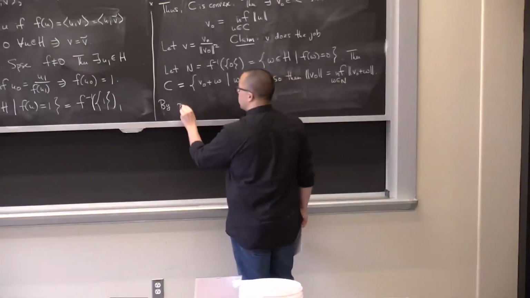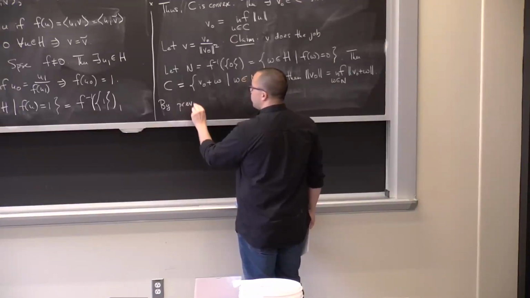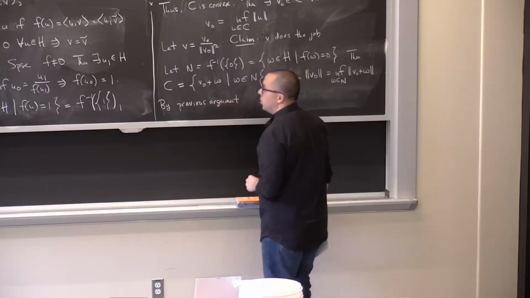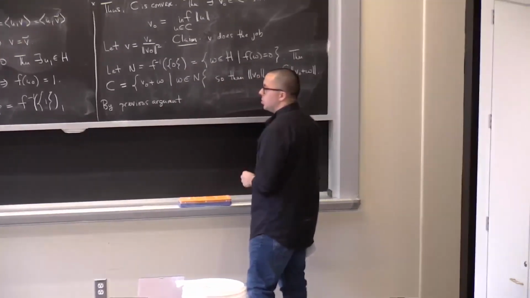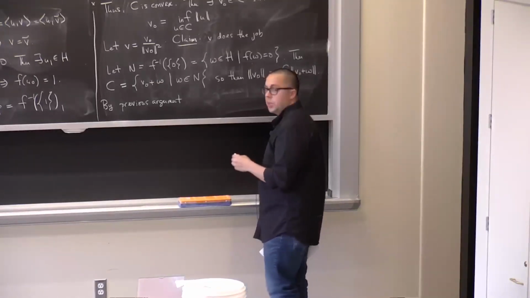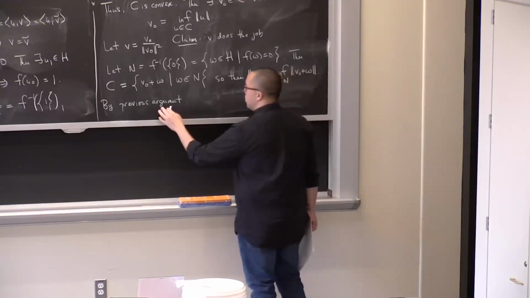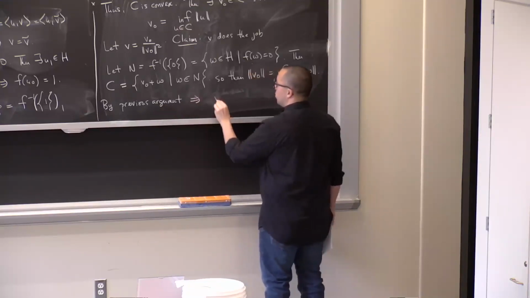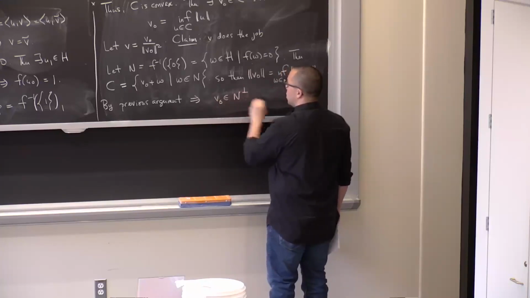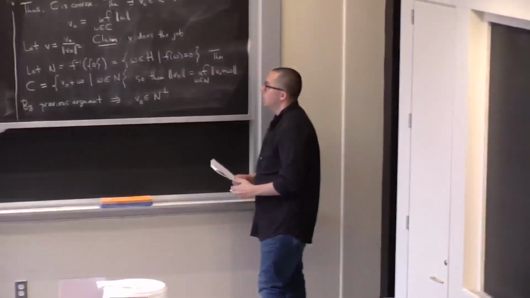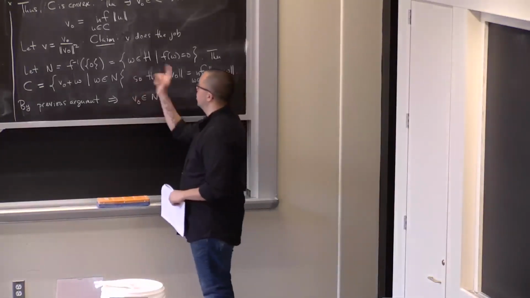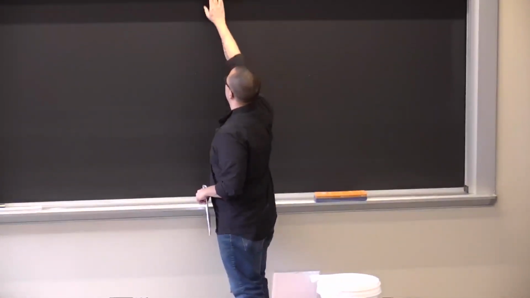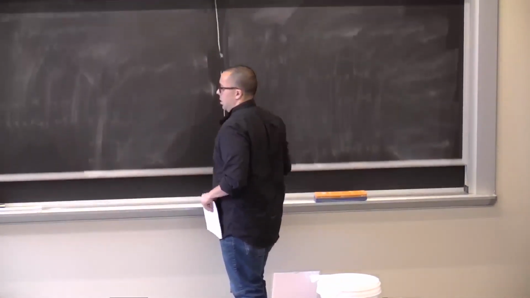So by the previous argument from when we showed that H can be written as W plus its orthogonal, the direct sum of a closed linear subspace and its orthogonal complement, so by the previous argument from that proof, we can show that V naught is an element of the orthogonal complement of N, the set of all vectors that get sent to 0. Okay? Now we're almost done.